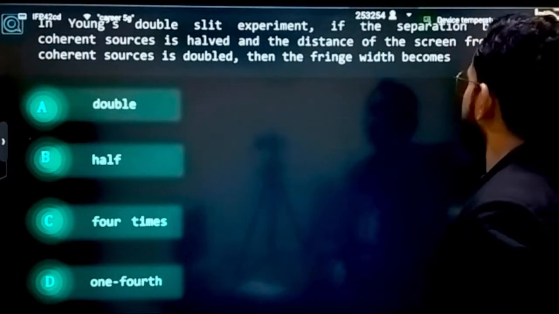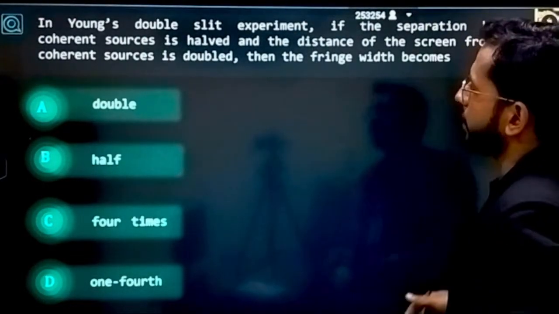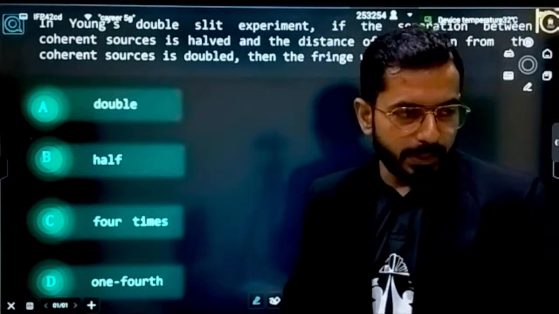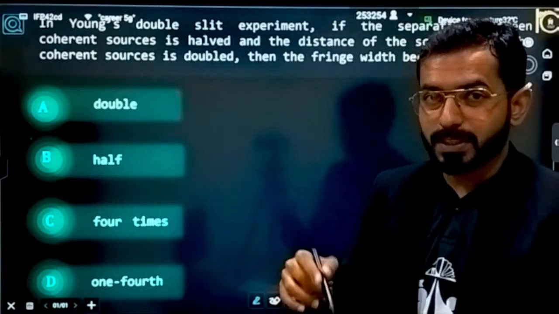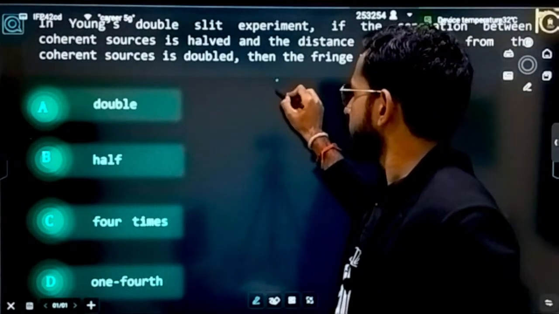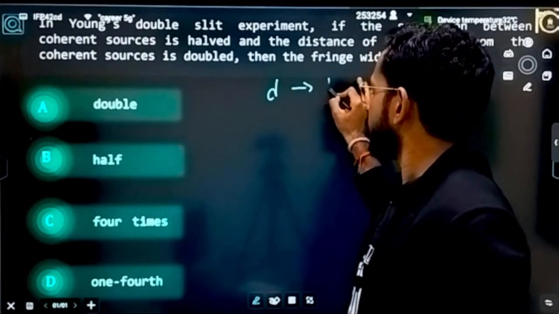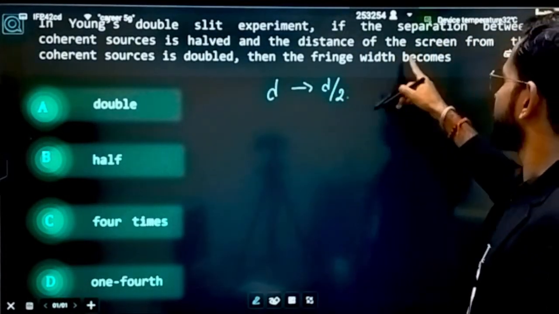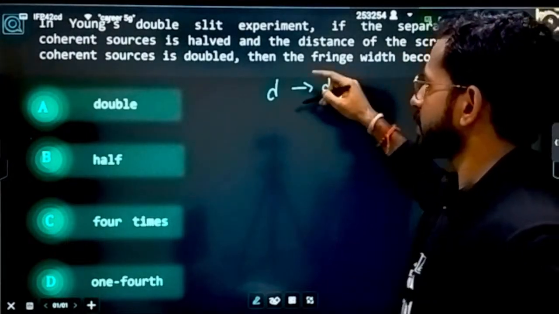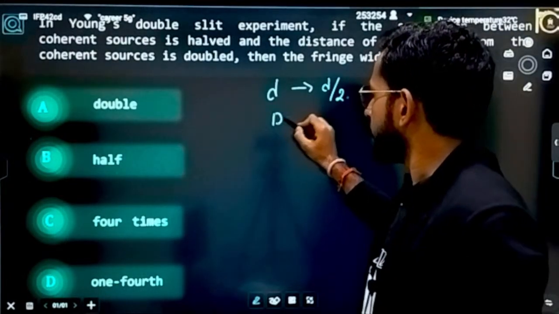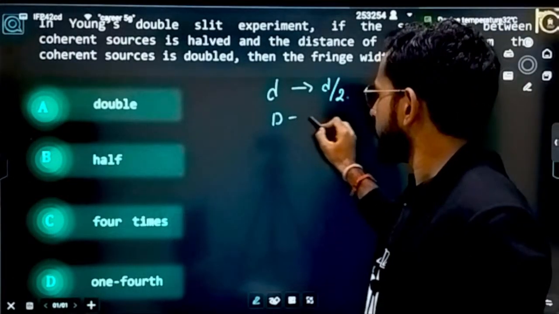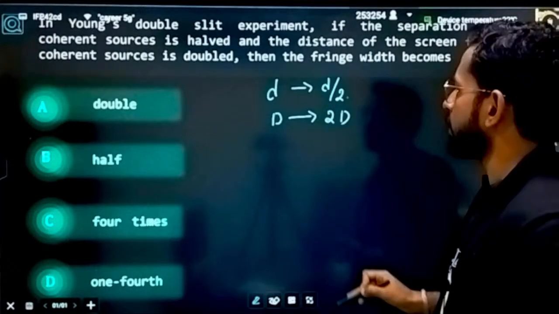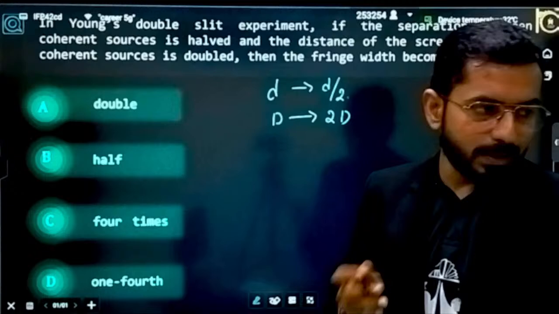See, in Young's double slit experiment, if the separation between coherent sources is halved, and the distance of the screen from the coherent sources is doubled, then what will be the effect on the fringe width? The separation between coherent sources is represented as d. Now it has been made d by 2. And the distance of the screen from the coherent sources is capital D, and that is made double. That means this capital D is made 2D. What will be the effect of these changes on the fringe width?